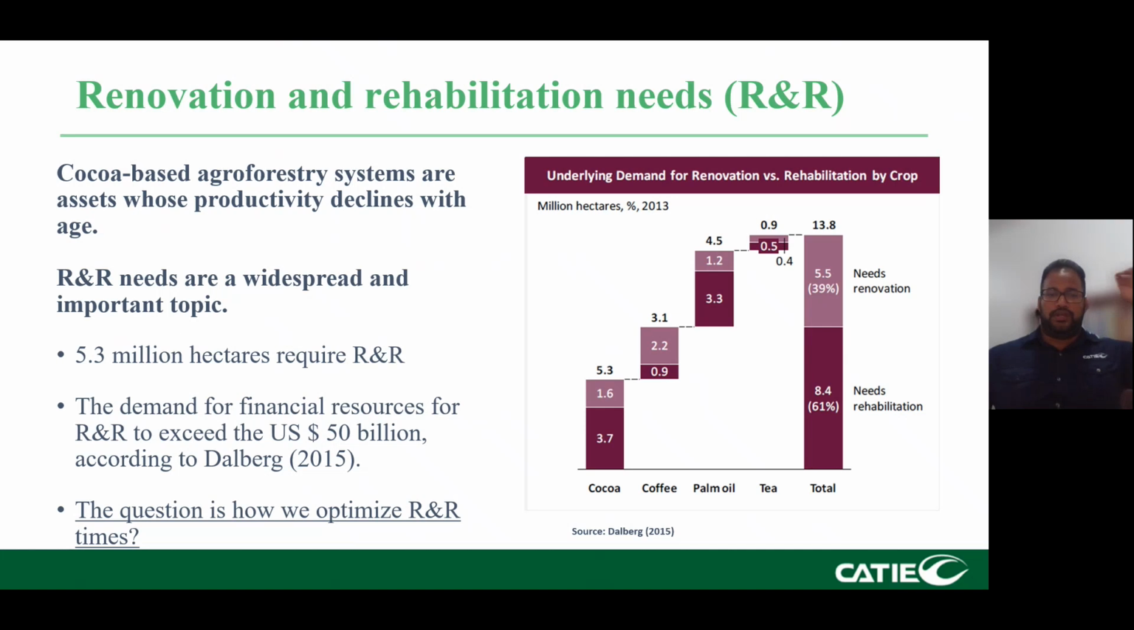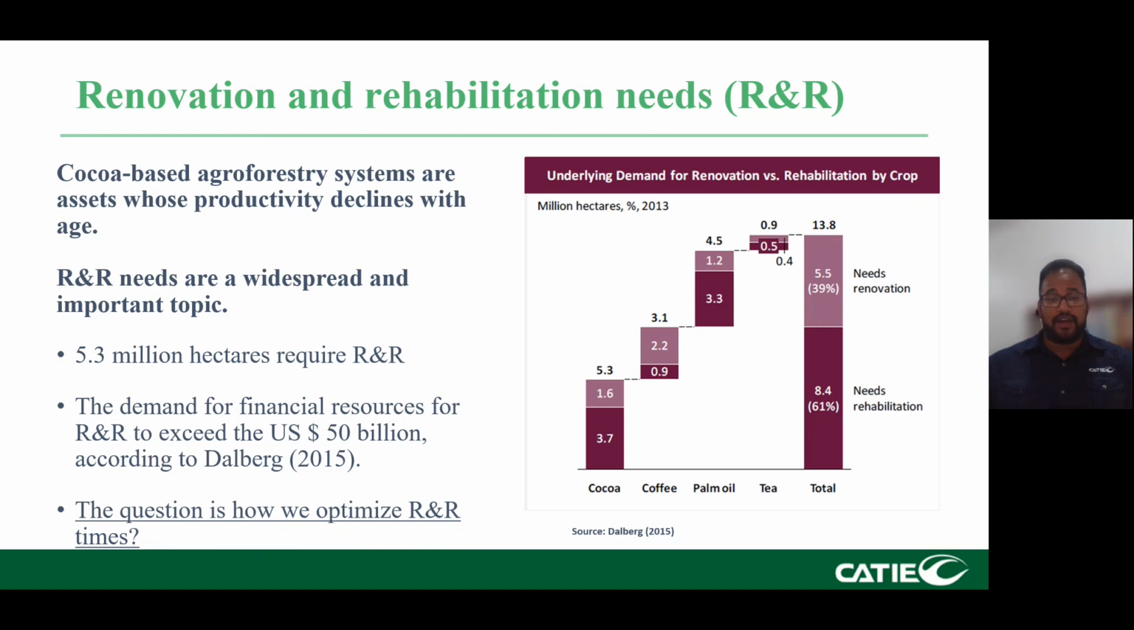As we all know, cocoa-based agroforestry systems are assets whose productivity declines with age. We also know that worldwide there is a poor habit of renovation and rehabilitation practices, and that contributes to the low level of productivity affecting the livelihood of millions. Low productivity incentivizes farmers to establish new cocoa farms in the forest, contributing to deforestation, carbon emission, and biodiversity loss. As you can see, the need for renovation and rehabilitation is a widespread and important topic.